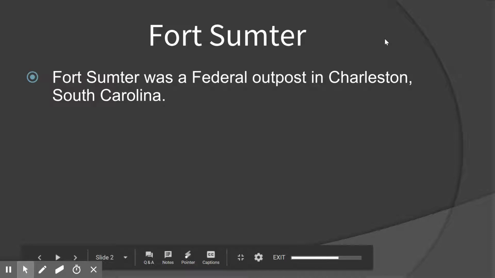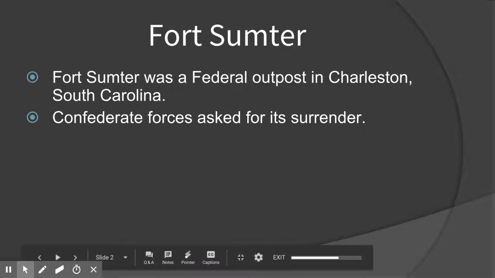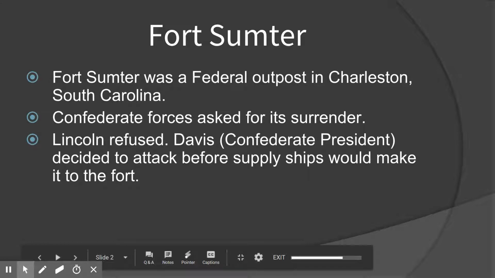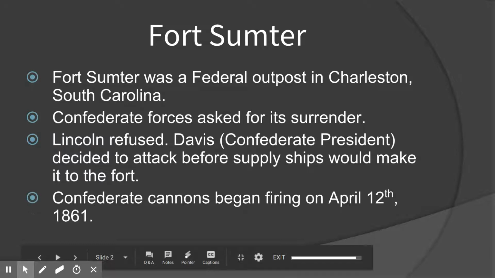The Fort Sumter was a federal outpost in Charleston, South Carolina. That will be your location. Confederate forces asked for its surrender, and Lincoln refused. Jefferson Davis is the Confederate president at this time. He decides to attack before supply ships would make its way to the fort. So again, Davis decides to attack before reinforcements are able to arrive.